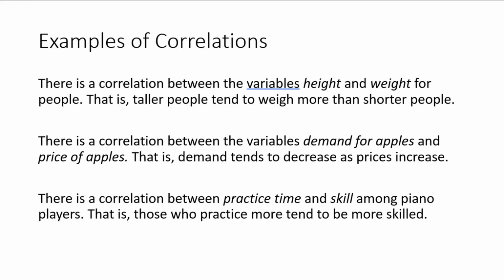Examples of correlations. There is a correlation between the variables height and weight for people. That is, taller people tend to weigh more than shorter people. There is a correlation between the variables demand for apples and price of apples. That is, demand tends to decrease as prices increase. There is a correlation between practice time and skill among piano players. That is, those who practice more tend to be more skilled.